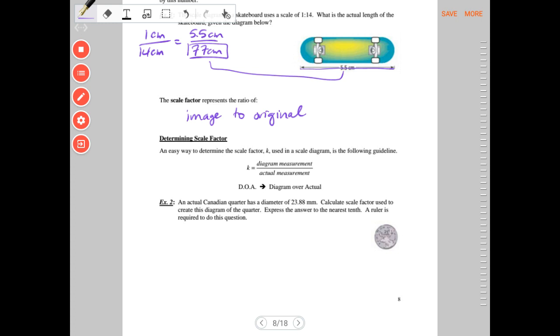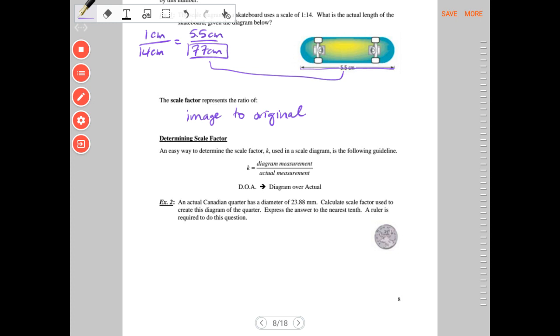All right. An actual Canadian quarter has a diameter of 23.88 millimeters. Calculate the scale factor used to create the diagram of the quarter. Express the answer to the nearest tenth. Remember the tenth is 1 decimal place. A ruler is required to do this question.